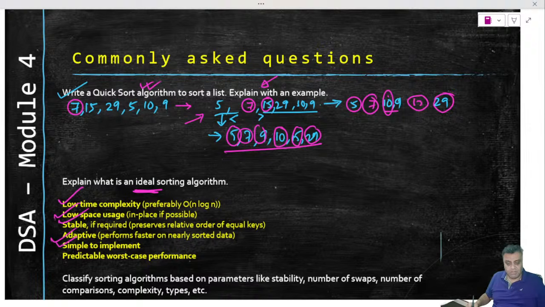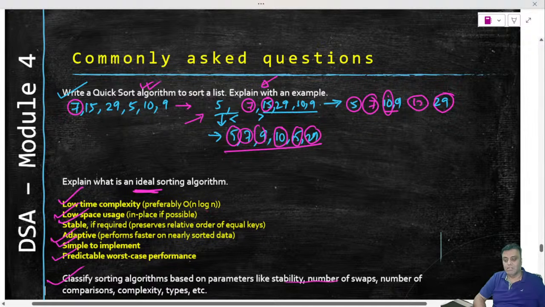Simple to implement, of course, and predictable worst case performance. So worst case, it should not say that I don't know what is the worst case performance. It should be predictable. One of the complexity classes should be there. So that is what an ideal sorting algorithm is. Classify sorting algorithm based on parameters of stability, number of... This is what we have already established in that table, and I told you this question has come.